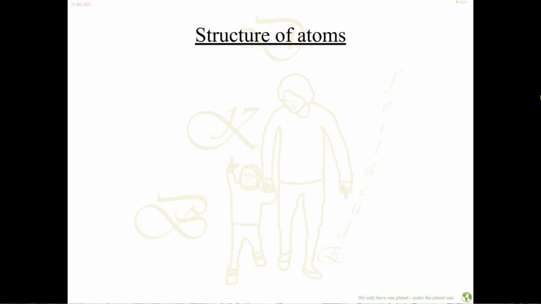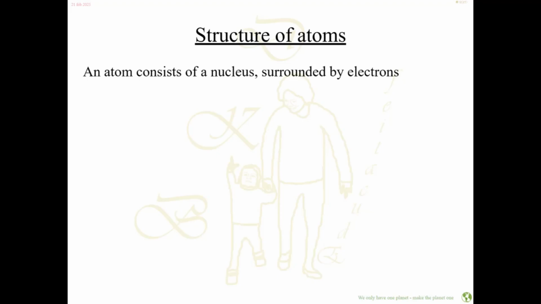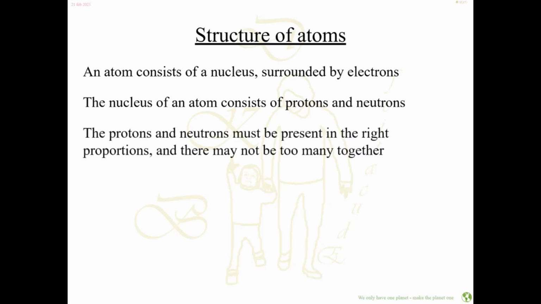Let us just once more return to the structure of atoms. We already know an atom consists of a nucleus surrounded by electrons, and we're going to focus on the nucleus. That consists of protons and neutrons, and there is something about those protons and neutrons. The protons and neutrons must be present in the right proportions. There may not be too many neutrons in proportion to the number of protons, or the other way around. And there may not be too many of them together. If our nucleus is too big, something will happen.